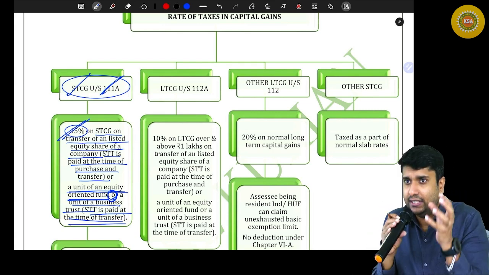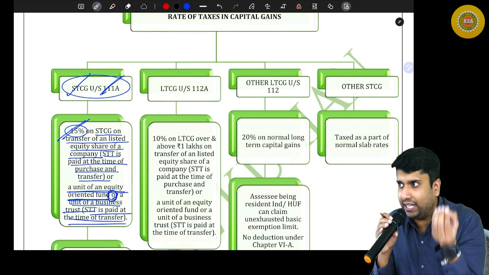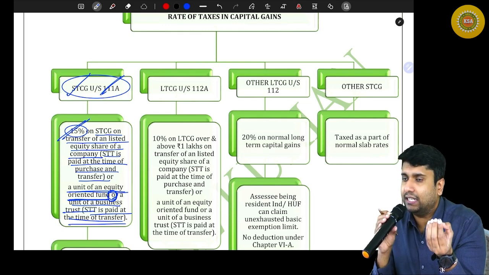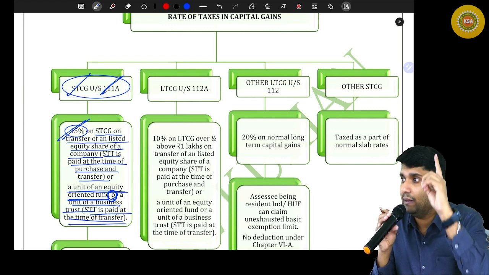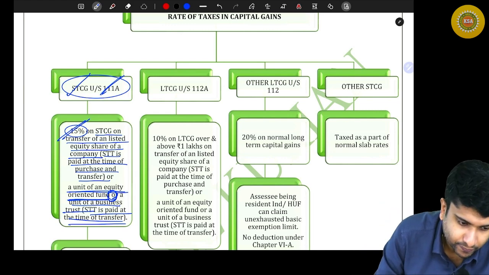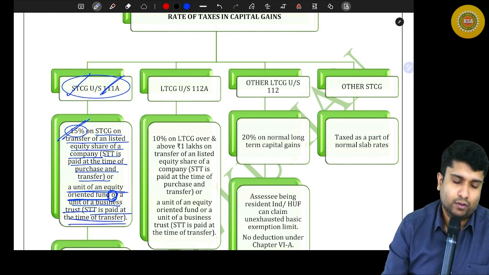If you have invested in these two trusts, and you are selling those units and you have a short-term capital gain, then that short-term capital gain is subjected to what rate? 111A, 15%. Are you with me? So very simple, friends.